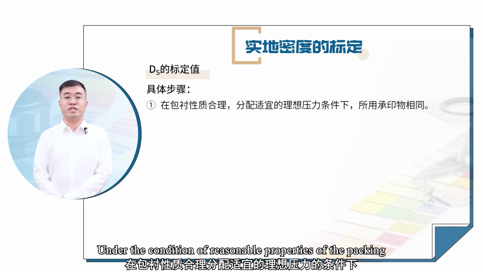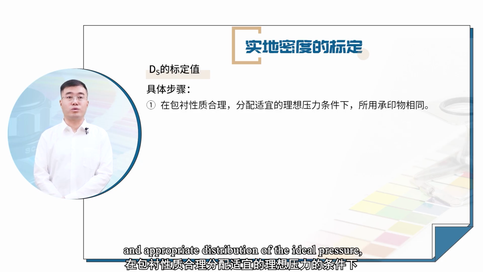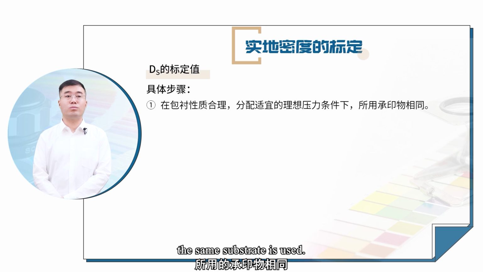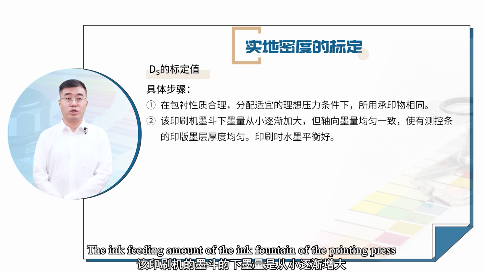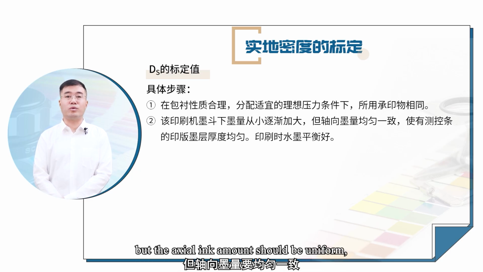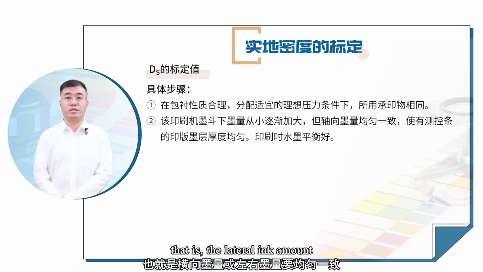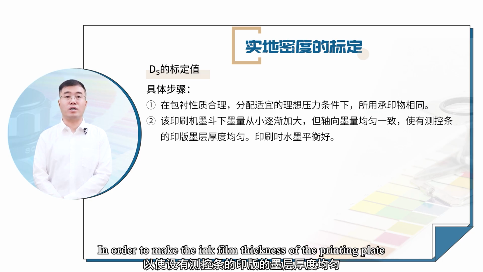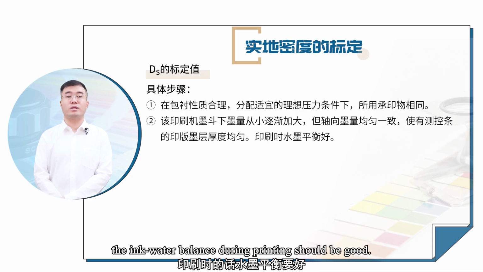Under the condition of reasonable properties of the packing and appropriate distribution of the ideal pressure, the same substrate is used. The ink feeding amount of the ink fountain of the printing press gradually increases from small, but the axial ink amount should be uniform. That is, the lateral ink amount, or the ink amount on the left and right, should be uniform. In order to make the ink film thickness of the printing plate with the control strip uniform, the ink-water balance during printing should be good.